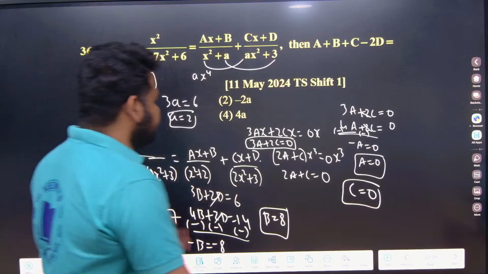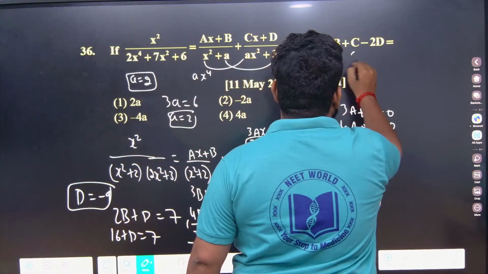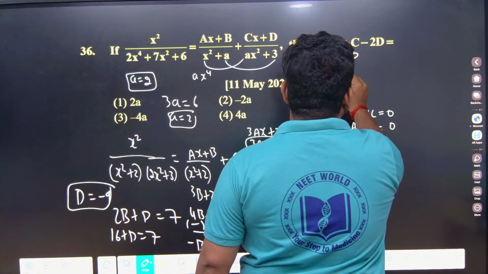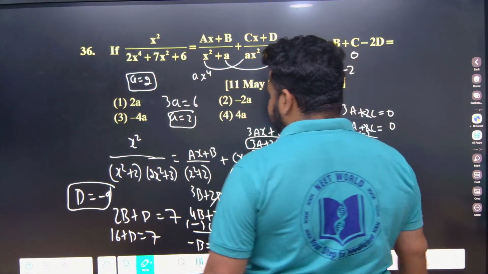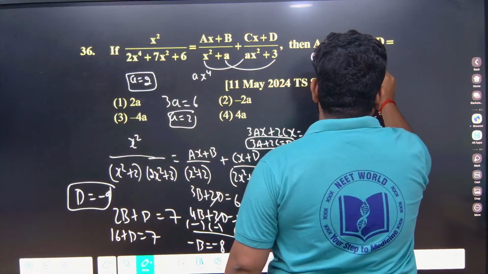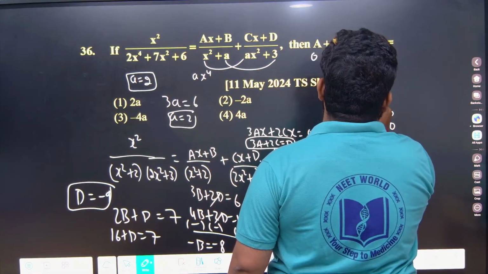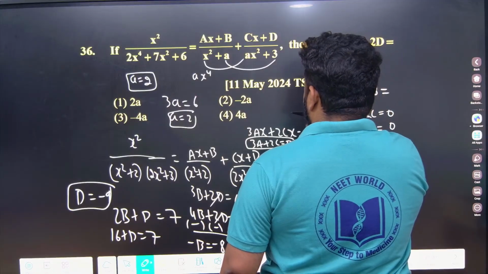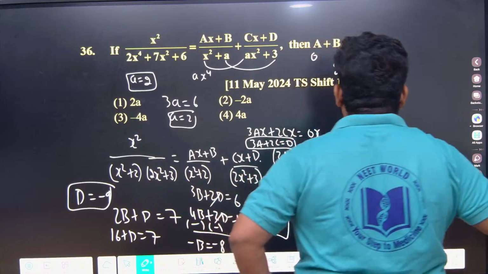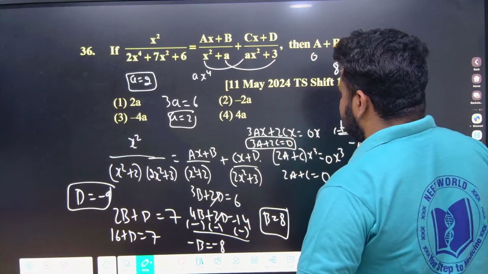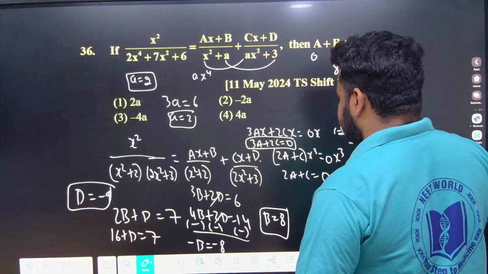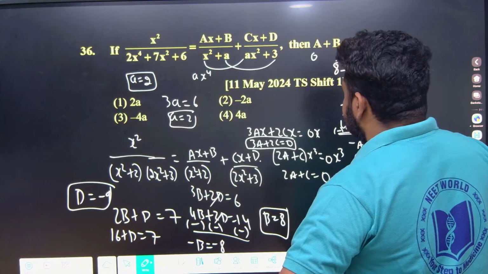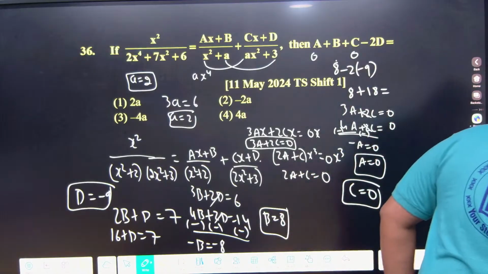So now look, put these values. A plus c, this is 0, this is 0. The b value is 8, minus 2 into d, and d is minus 9. So 8 minus 2 nines are 18, so plus 18. So we have minus 2d where d is minus 9. Let us check. Minus 2d, it is correct.